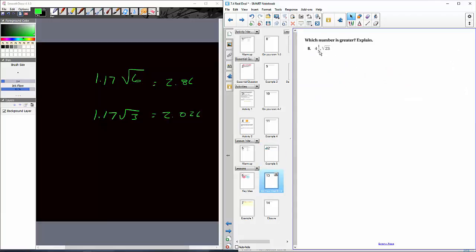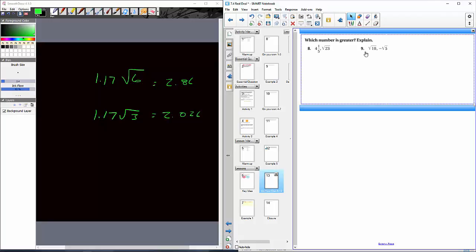This one here says which number is greater. So I have 4 1/5, or if I look at this, this is between 4 and 5. It's going to be closer to 5 though, won't it? So it's got to be more than 1/5. So I'd say the square root of 23 is larger. This one here, which is a greater number? Well, the square root of 10, of course, is going to be larger than the square root of negative 5, right? So this one here, negative 2 in the square root, this will be larger because it's going to be a smaller number, closer to 0.